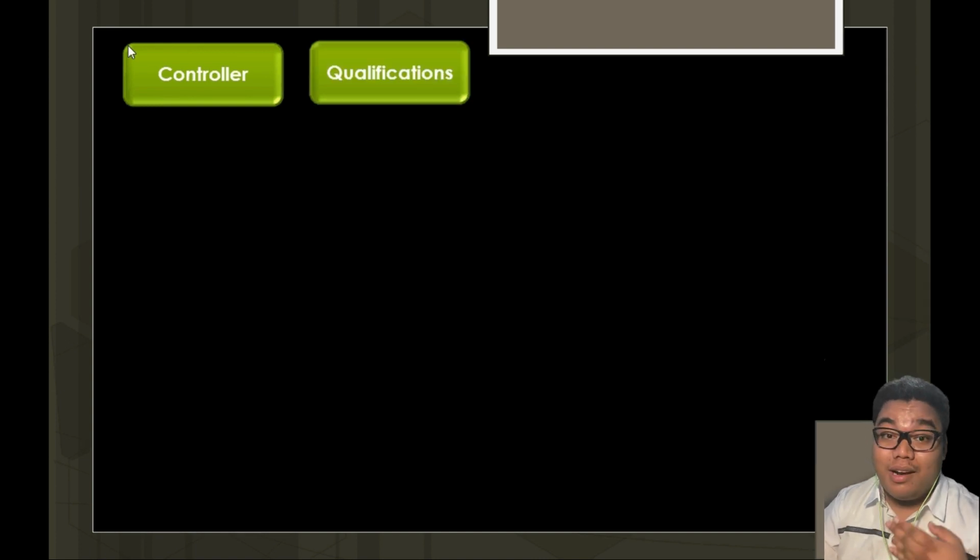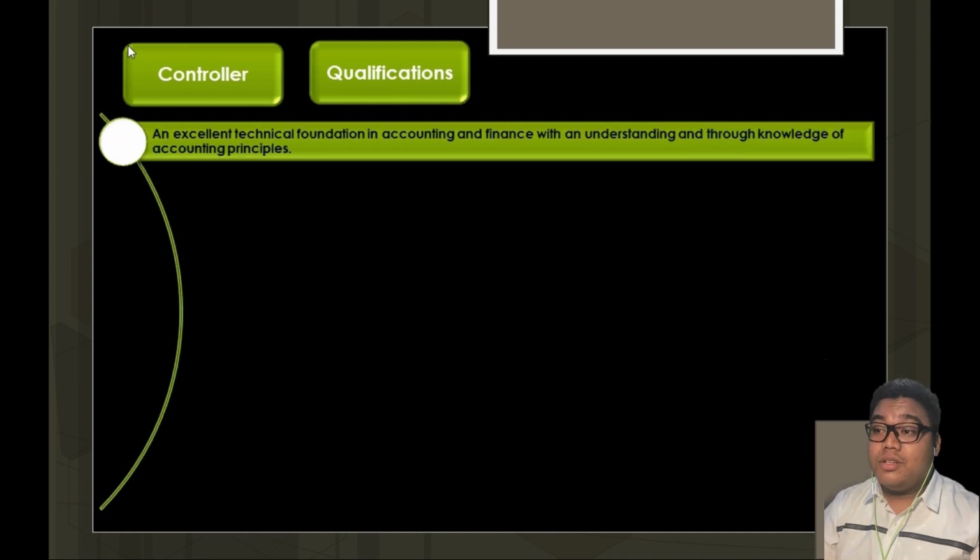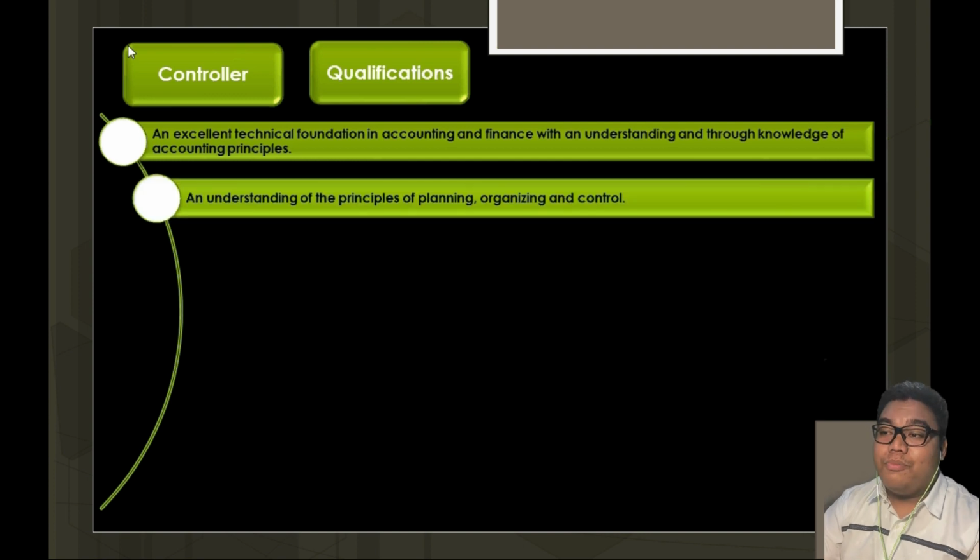So what does a controller need to have in order to become such? The controller should have a strong foundation in accounting and finance, with an understanding of accounting principles and the principles of planning, organizing, and control, because the management accountant, the controller, is actually involved in planning and control of the organization. So planning in such a way that they are involved in the budget, and control on variances. They should be able to analyze variances.